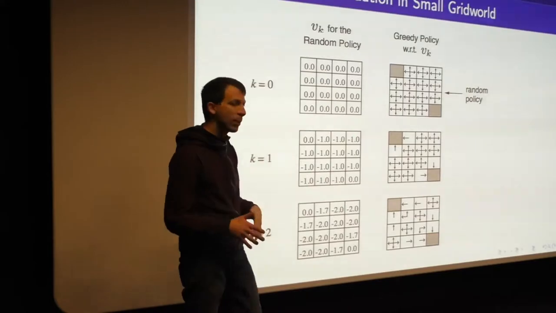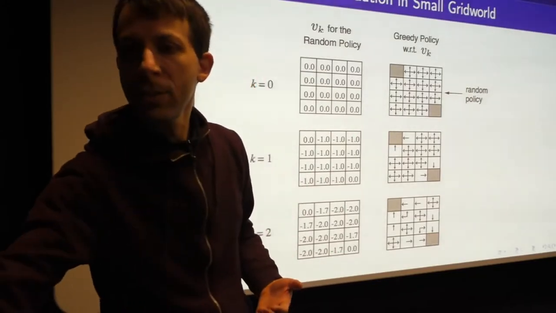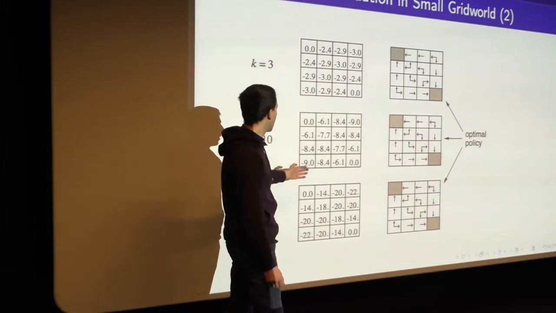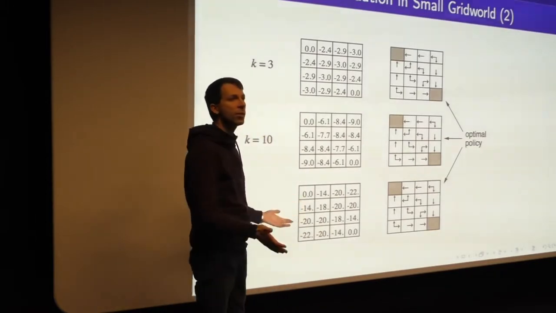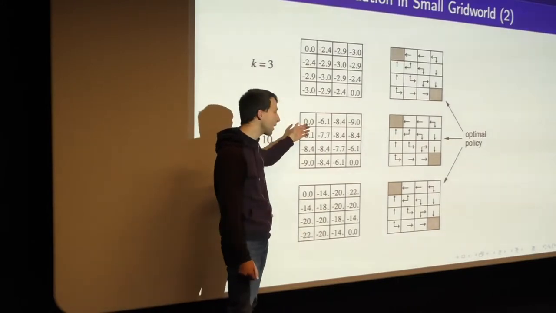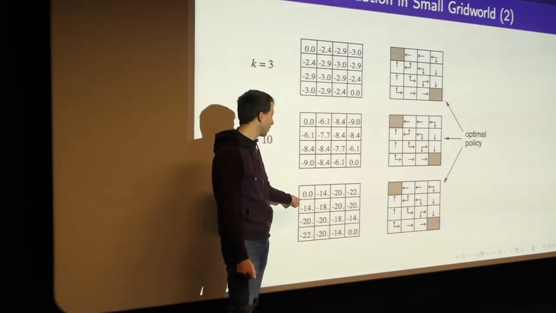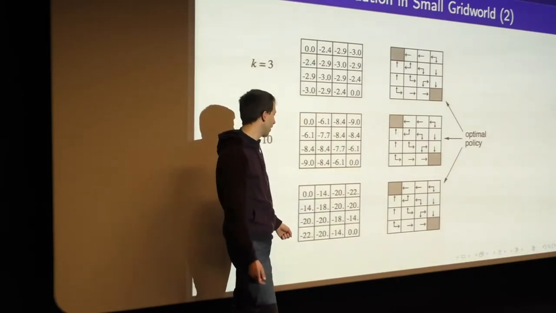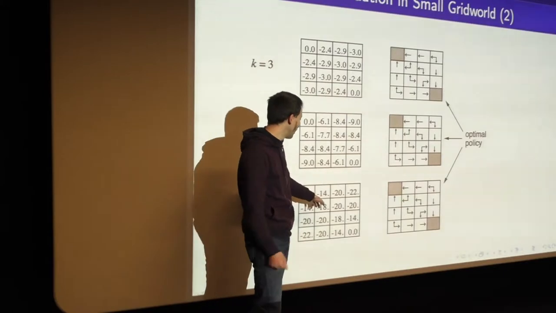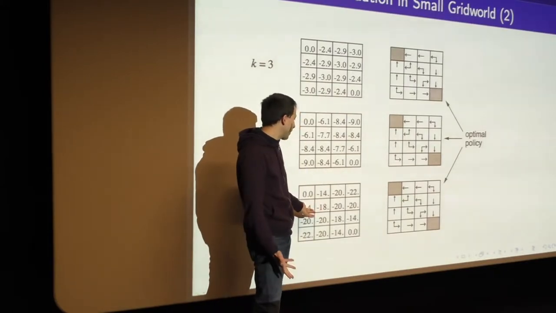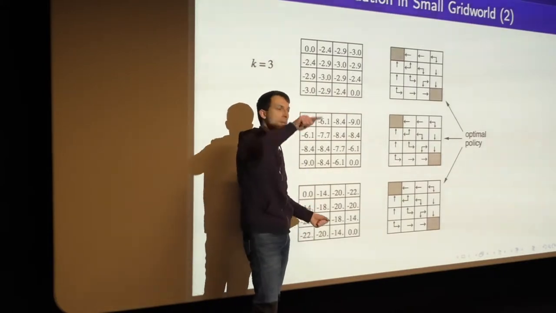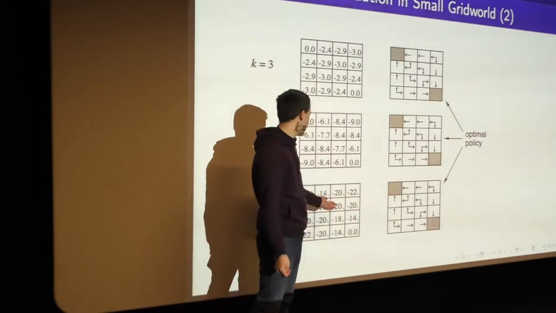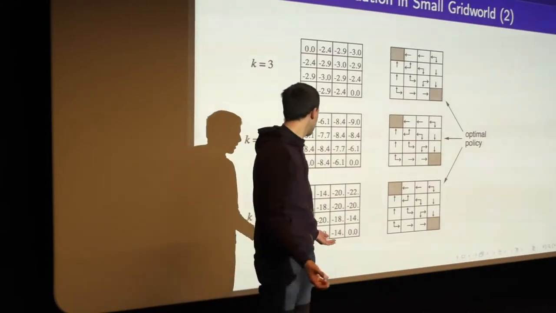Okay, so we iterate this process. If we keep iterating, this is after three steps, this is after 10 steps, once we iterate to convergence, we see that this thing stabilizes eventually on the true value function. So this is actually the true value function to zero decimal places, and this basically tells us, if I'm taking this random walk, how many steps is it going to take on average until I actually hit one of these gray states? And it's around 20 for some of these cases.